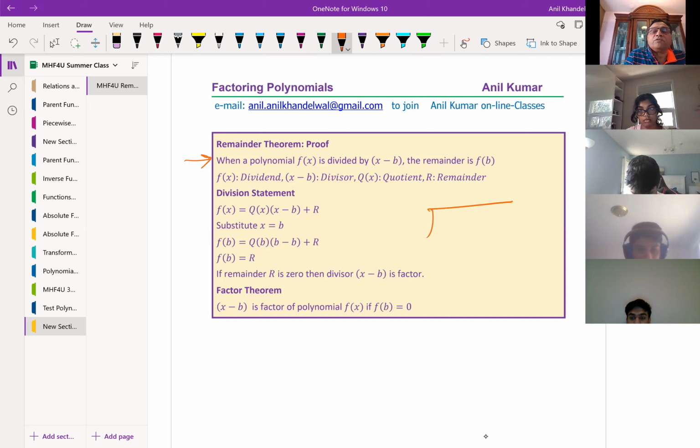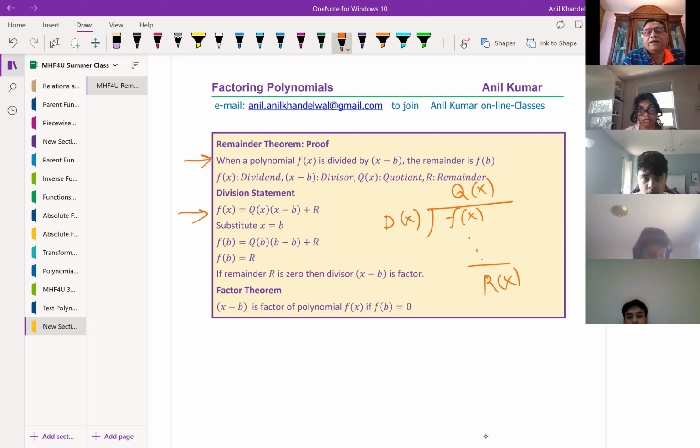You understand, right? So when I say divisor, then this is the divisor d of x. That is the quotient q of x. This is my function or the dividend, and that is my remainder, right? And that is how all these things are related. f of x is the product of divisor and the quotient plus the remainder. Perfect.